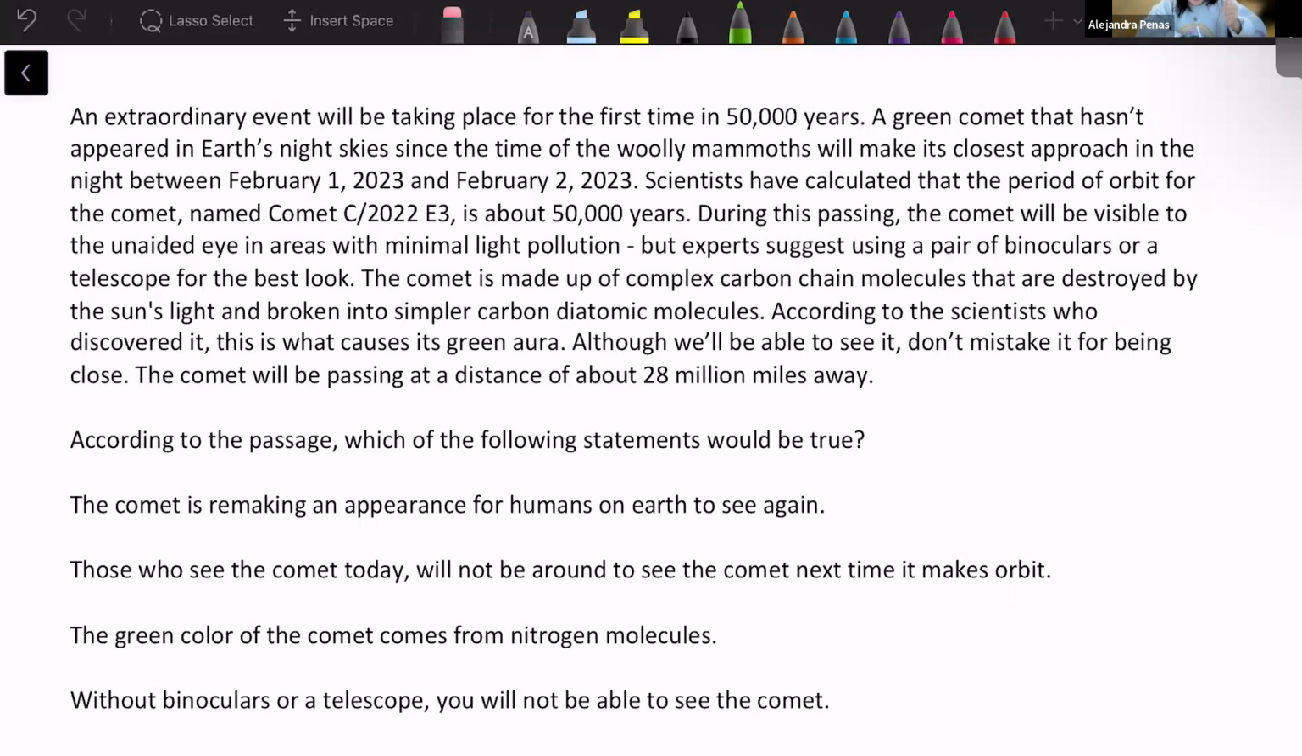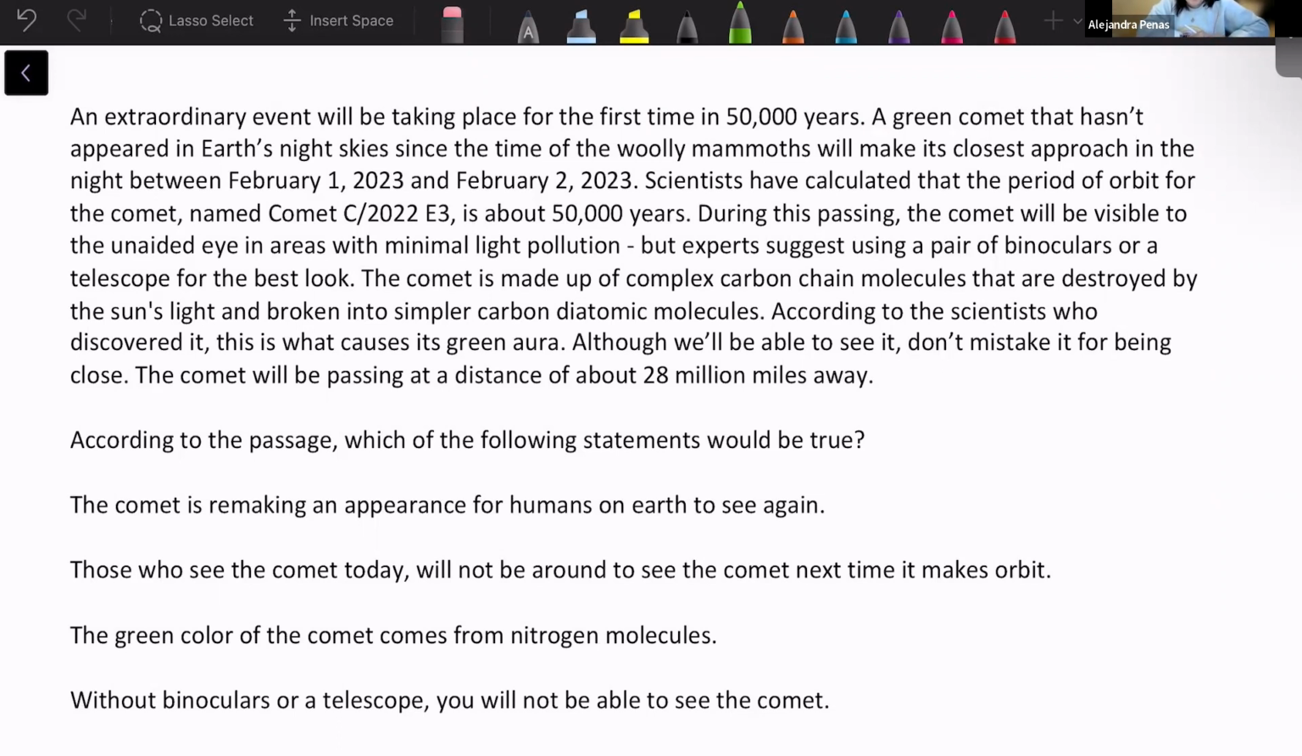An extraordinary event will be taking place for the first time in 50,000 years. A green comet that hasn't appeared in Earth's night sky since the time of the woolly mammoth will make its closest approach in the night between February 1st and February 2nd. Scientists have calculated that the period of orbit of the comet is about 50,000 years. During this passing, the comet will be visible to an unaided eye in areas with minimal light pollution, but experts suggest using a pair of binoculars or a telescope for the best look.